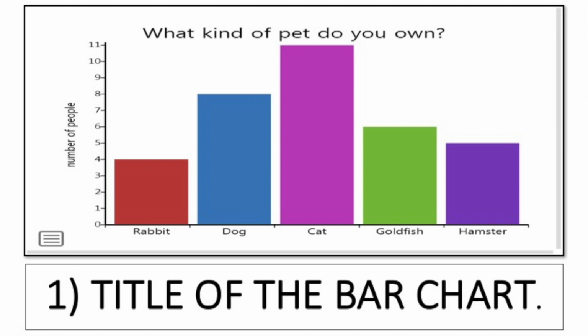For example, the title of this bar chart, what kind of pet do you own? Yes, so we know automatically that this bar chart is about pets because the title tells us, and the title goes at the top.